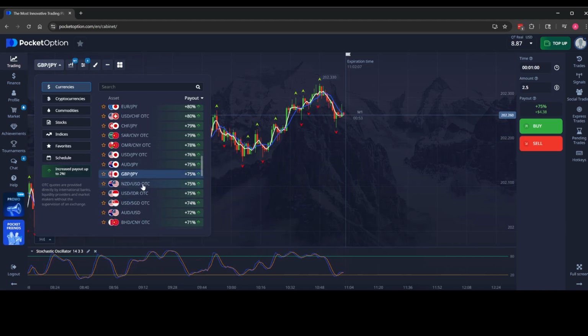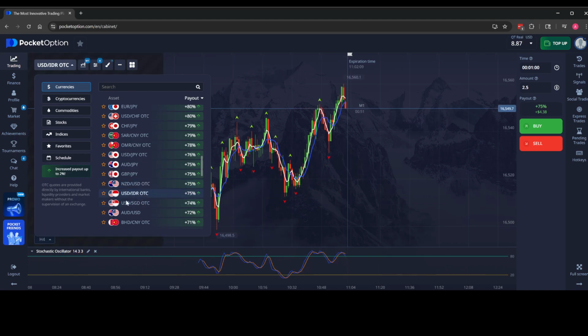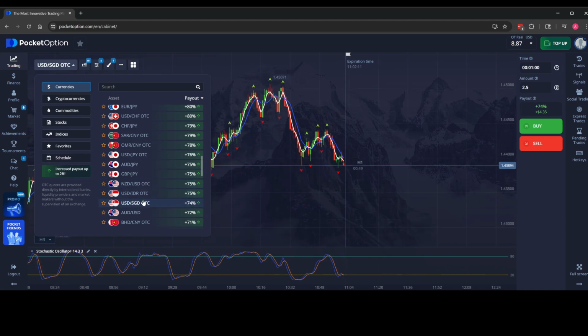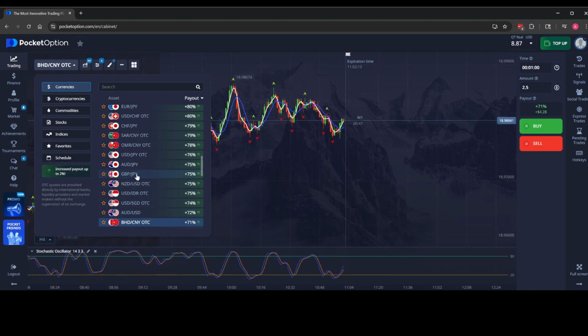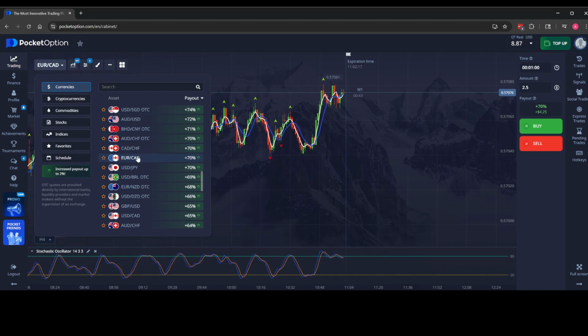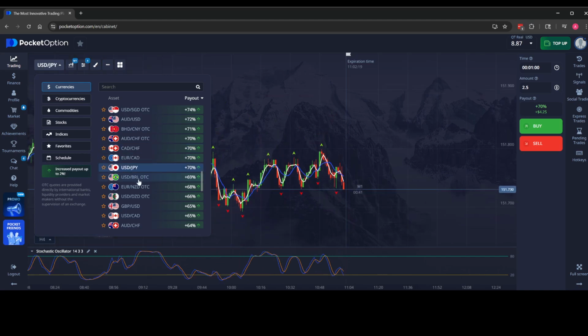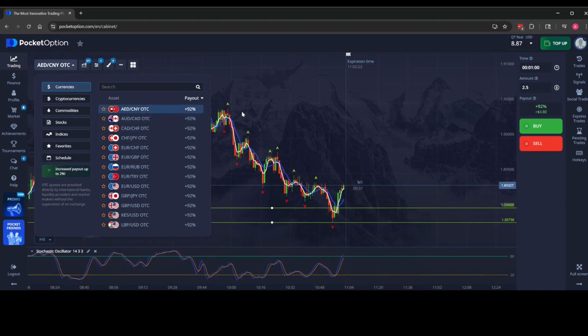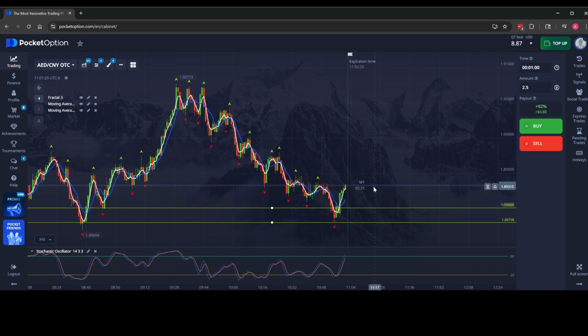I'm really dipping into some of these low payouts just to see if there's anything. It's not looking good, guys. Wow, I just don't see anything. Maybe this one will flip. Let's see.